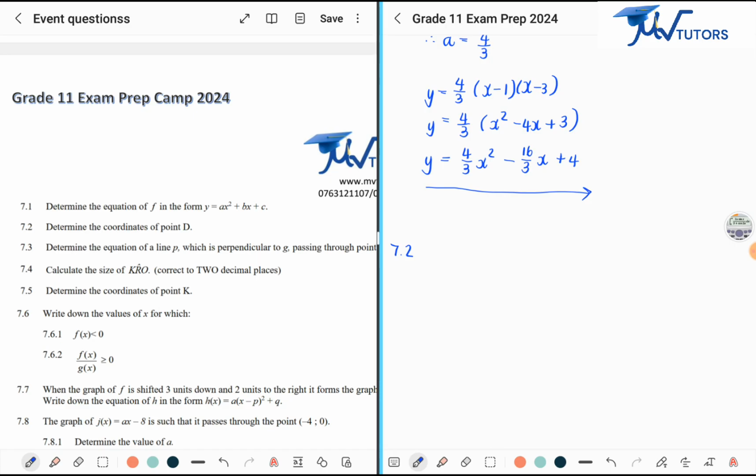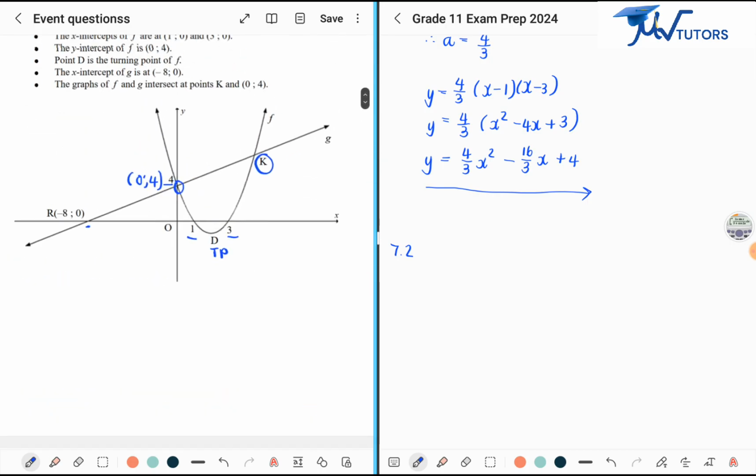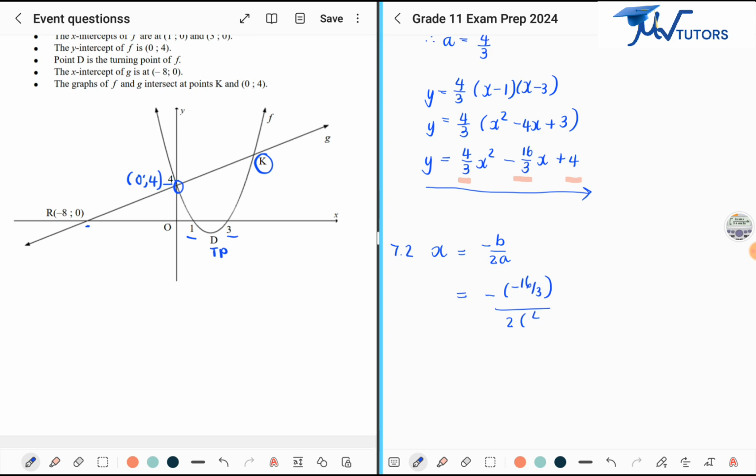Yes. Okay. Now 7.2 says determine the coordinates of point D. Remember, point D is your turning point. There are various ways of getting the turning point, but let's just go with the easy way, which is to say that x, for the x coordinate, by the way, is equal to -b over 2a. So in our case, what is b? Let me just highlight it. This is B, this is A, and that's C. So B is -16 over 3 divided by 2A, and A is 4 over 3.